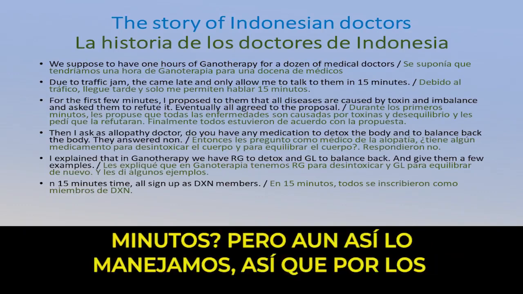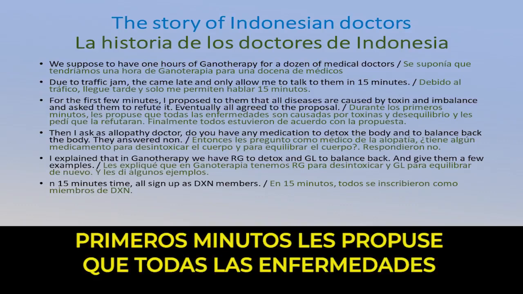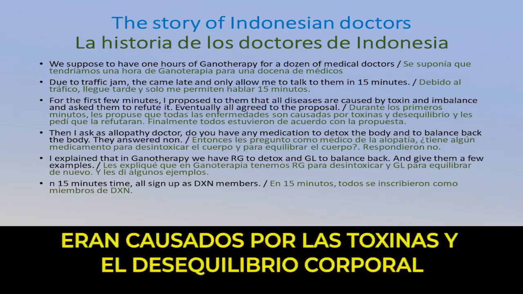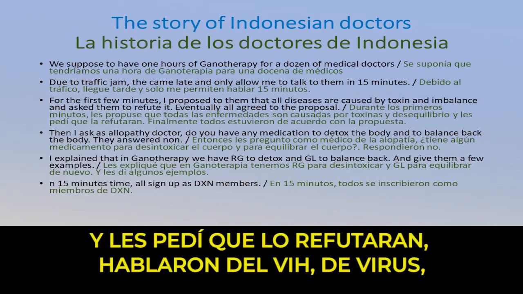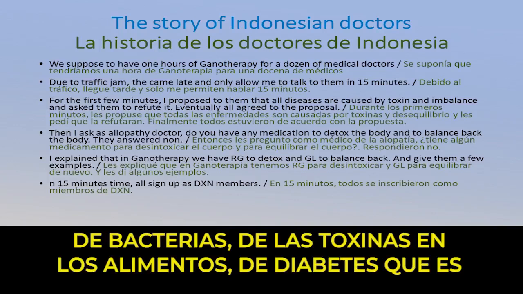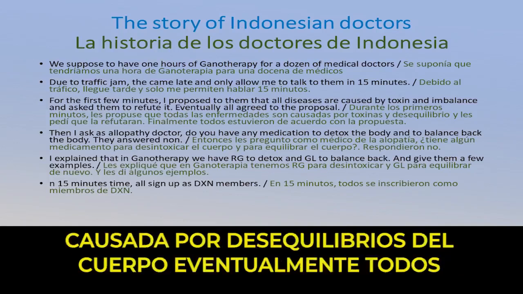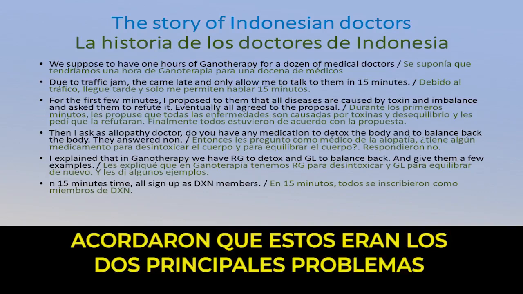But we managed, no? So for the first few minutes, I proposed to them that all diseases are caused by toxin and imbalance of the body, and asked them to refute it. Then they talked about HIV, that is due to a virus, that is a toxin. They talked about bacteria, the toxin inside the food, everything. Then also diabetes, everything due to the imbalance of the body. Eventually all agreed that these are the two main problems.